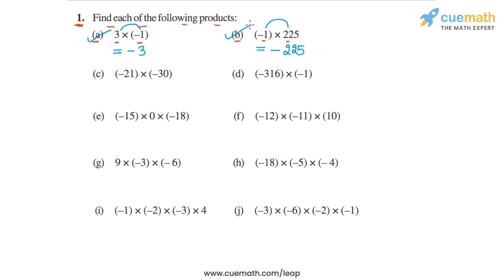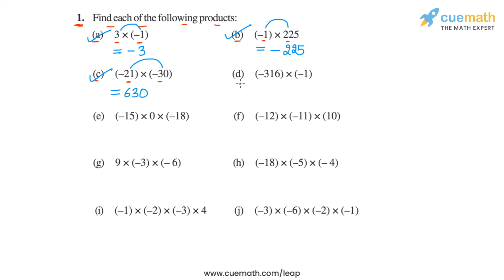Then in part C, we have the product minus 21 into minus 30. Ignoring the negative signs, the magnitude of the product will be 21 into 30, which is equal to 630. And the sign of the product will be positive because both the integers are negative. So in this case, the product will be 630.